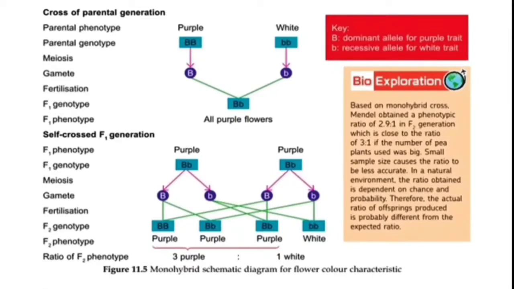Okay, kalau kita rujuk diagram, kita nampak garis-garis hijau ataupun kita panggil possibility untuk F2 genotype. So the final genotype combined is 1 double big B, 2 big B and small b, and 1 double small b. So from here we will know that the ratio of the F2 phenotype would be 3 purple and 1 white.